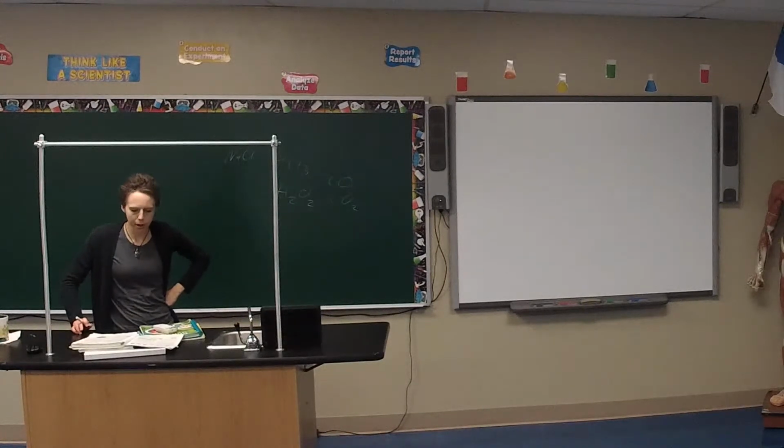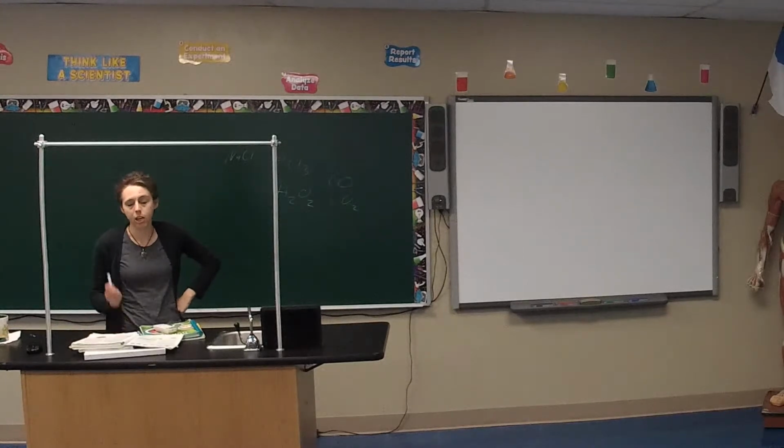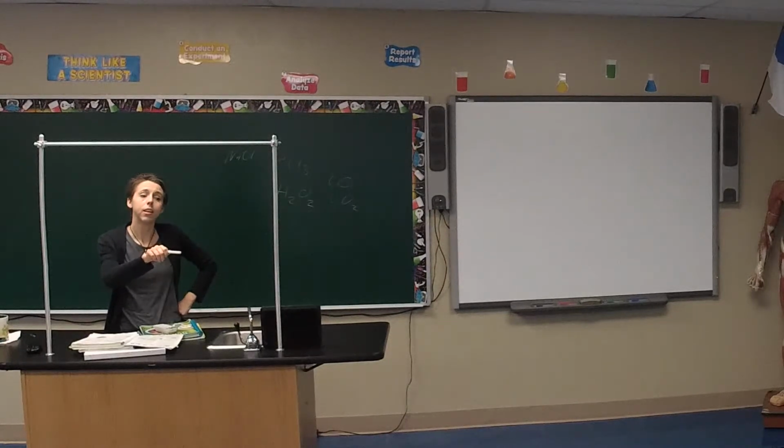Alright, thinking about the prefixes, what means one? Mono. What means two? Di. Tri. 4 starts with T. Tetra. 5 starts with P. Penta. 6 starts with H. Hexa. 7 would start with H too. Hepta. Alright, 8.